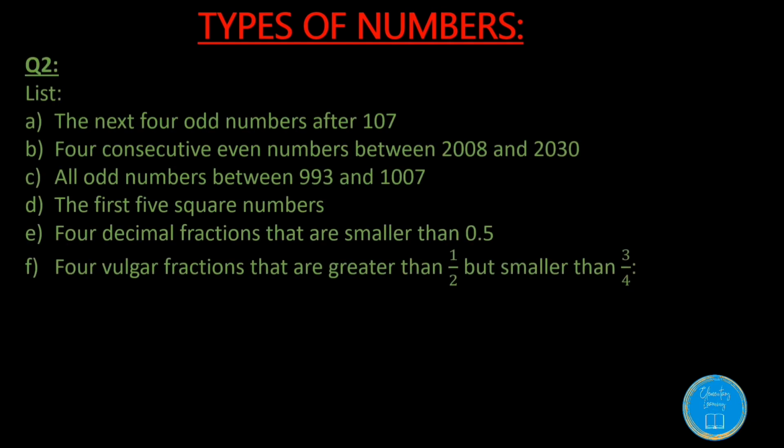Next question is: list the next 4 odd numbers after 107, 4 consecutive even numbers between 2008 and 2030, all odd numbers between 993 and 1007, the first 5 square numbers, 4 decimal fractions that are smaller than 0.5, 4 vulgar fractions that are greater than 1/2 but smaller than 3/4.